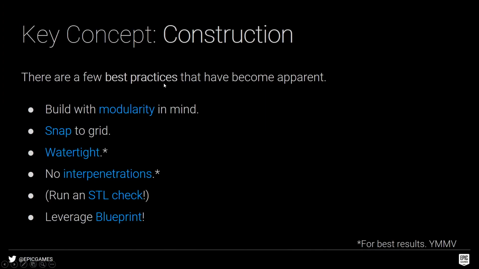And of course, leverage Blueprint. Did everyone see the Chaos demo, see video of it or anything like that? Yeah? Okay, so all of those building facades were built with Blueprint using construction scripts. It's a number of static mesh components that all auto-generate based on parameters. So you can leverage that to quickly put together scenes.